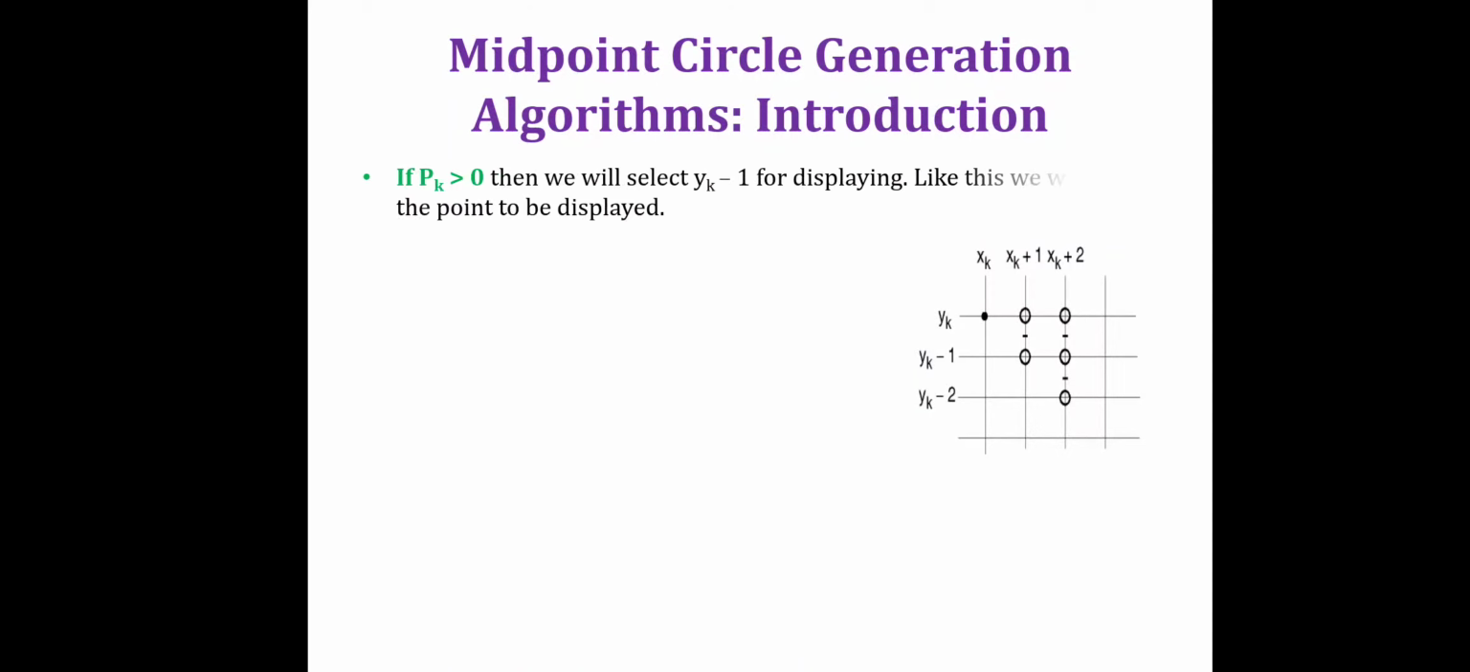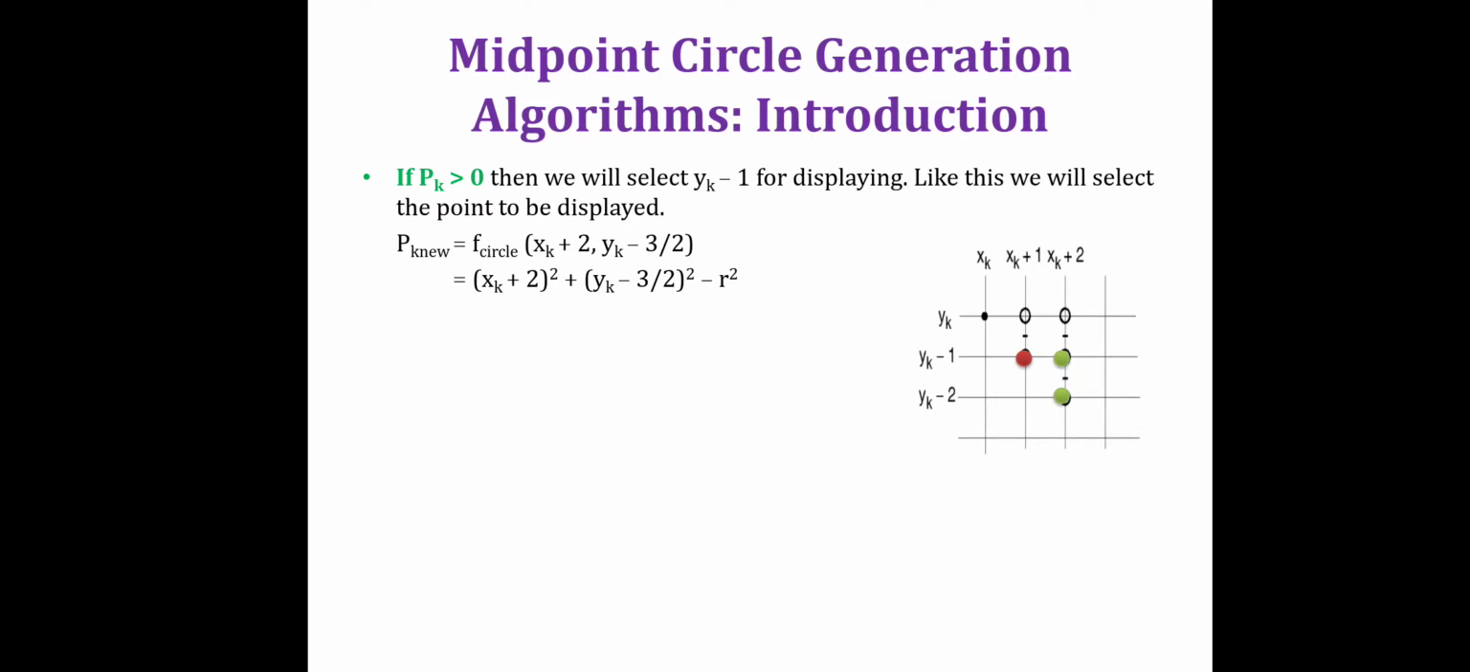Now if that pk is greater than 0, which point am I going to select? I will select this below point, that is yk minus 1. So what are the coordinates of that point? This is xk plus 1 comma yk minus 1 is the point. Now what will be the next point after the selection of this? The next point will be this, that is xk plus 2 comma yk minus 1 or xk plus 2 comma yk minus 2. These are both points.